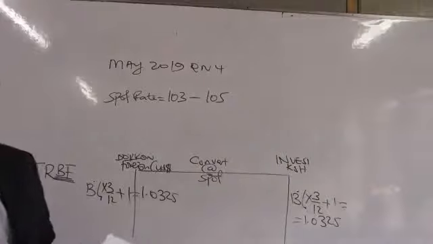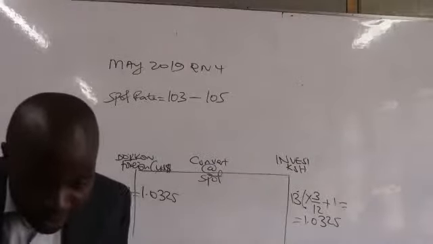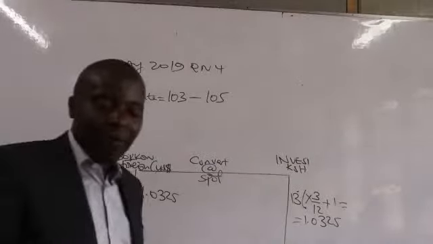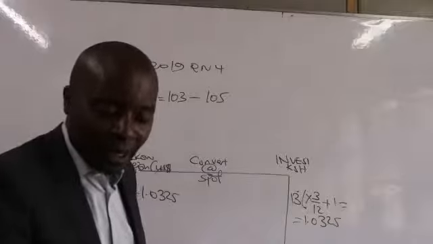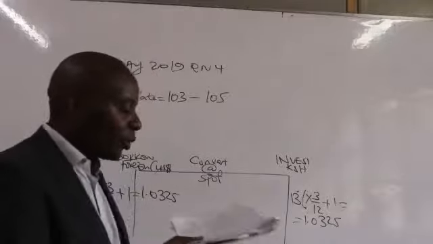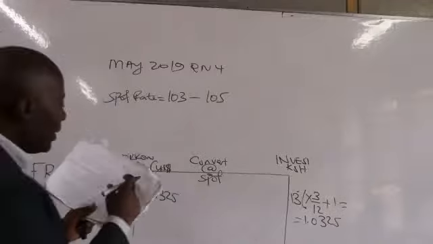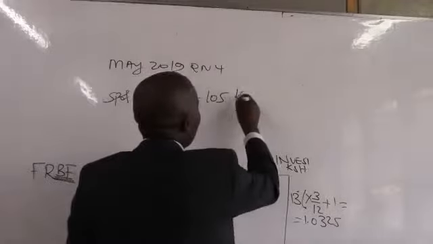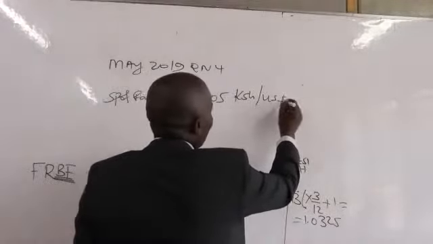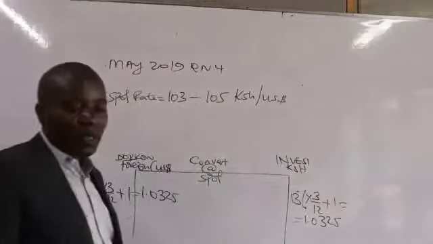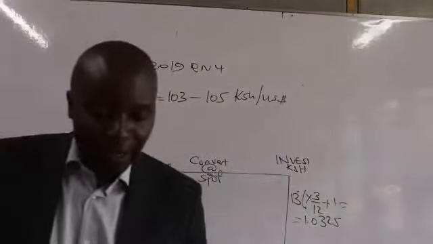Kumbuka hii ni mambo ya exchange rate. Huwezi ukaandika tu 103. Lazima useme kama ni Kenya shilling ama ni nini. Hii sio biashara ya ng'ombe. Lazima ukuje useme kama hii imeambiwa ni Kenya shilling per US dollar. It's Kenya shilling per US dollar.